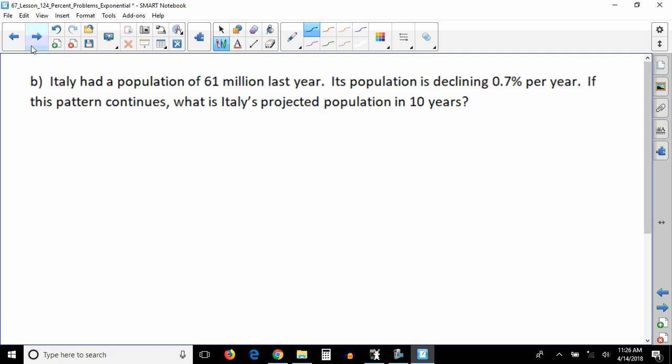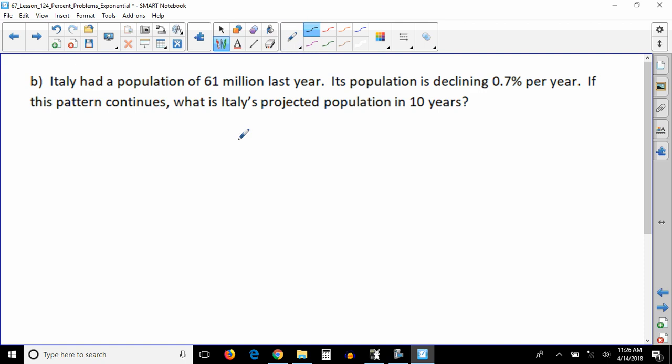Next problem. Italy had a population of 61 million last year. Its population is declining by 0.7% per year. If this pattern continues, what is Italy's projected population?